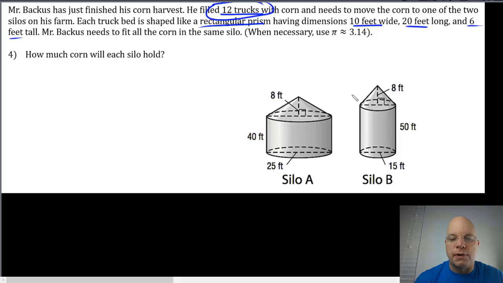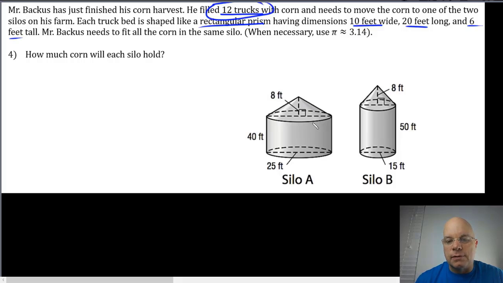In order to figure out which one, we have to calculate the volume of each of the silos. This silo is shorter, but it's got a wider base. Its circular base has a greater diameter or larger radius, and silo B is taller with a smaller diameter base.